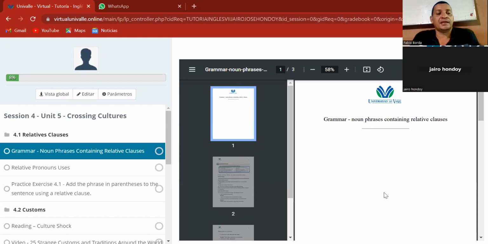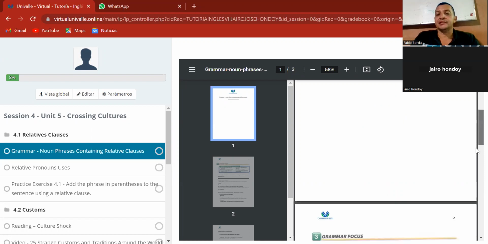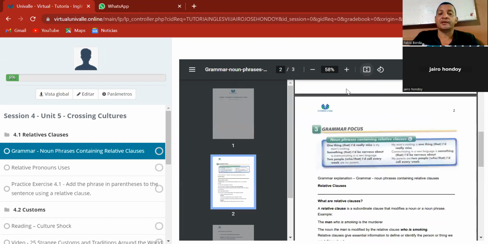Today we are going to study session 4, unit 5, Crossing Cultures. We have here noun phrases containing relative clauses. As you can see, this is a rule in grammar focus.